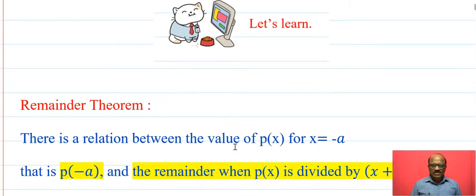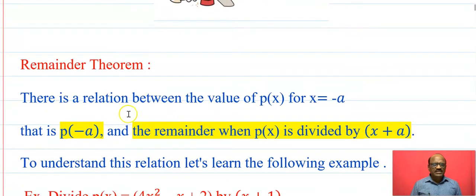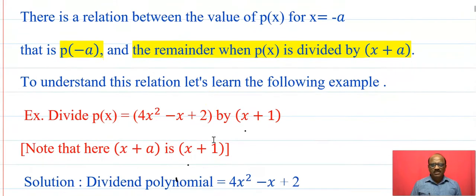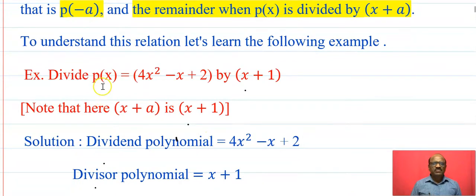Now let's learn remainder theorem. There is a relation between the value of p of x for x is equals to minus a, that is p of minus a, and the remainder when p of x is divided by x plus a. To understand this relation, let's learn the following example. What we will do in this example, we will divide the given polynomial, that is p of x is equals to 4x square minus x plus 2, by x plus 1.